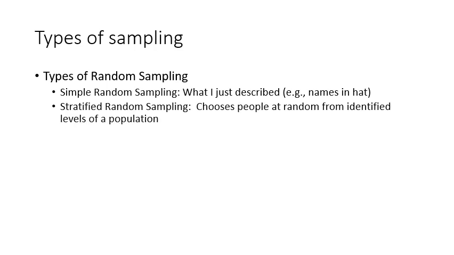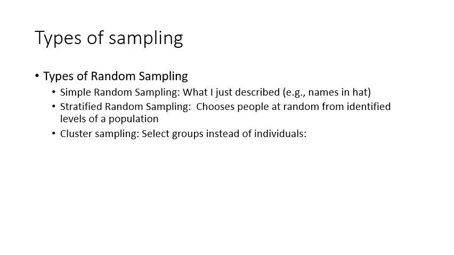Stratified random sampling is when you choose people at random from identified levels of a population. So imagine that you want to have an appropriate number of people who are male and an appropriate number who are female. So you want it to be 50-50. Then you might separate out the males and then randomly select from the males, and separate out the females and randomly select from the females.